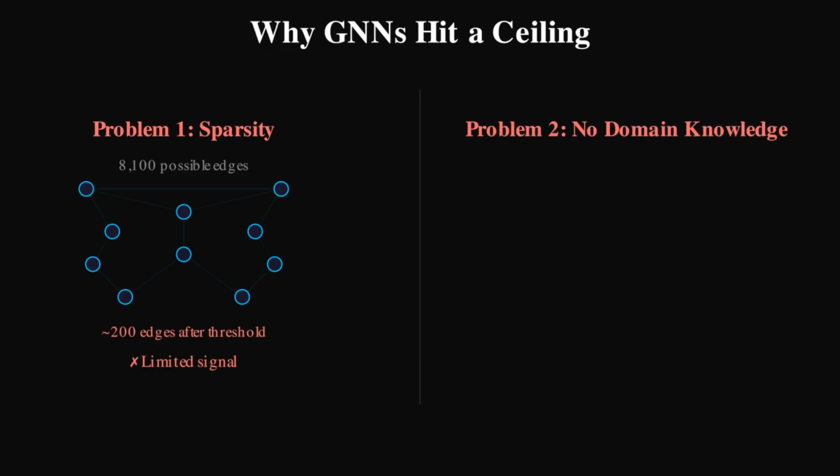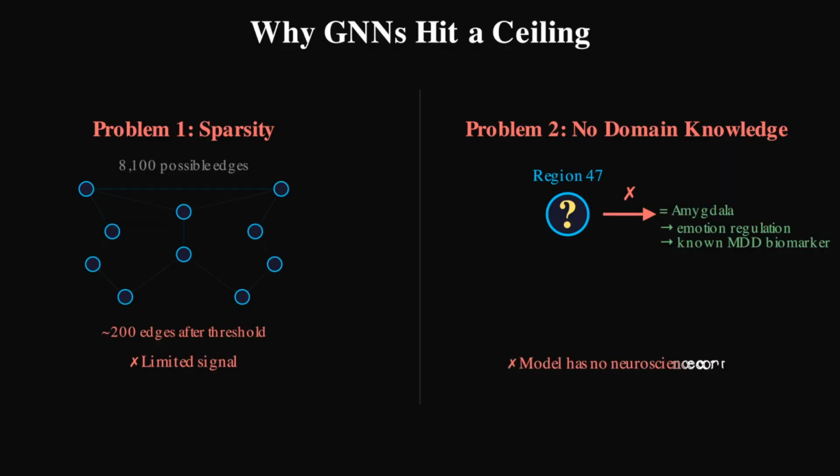Problem 2. And this one's subtle. The model has no domain knowledge. When a GNN processes the graph, it sees region 12 connects to region 47 with strength 0.6. It does not know that region 12 is the amygdala. It does not know that amygdala hyperconnectivity is a documented signature of major depressive disorder. It doesn't know any neuroscience at all.